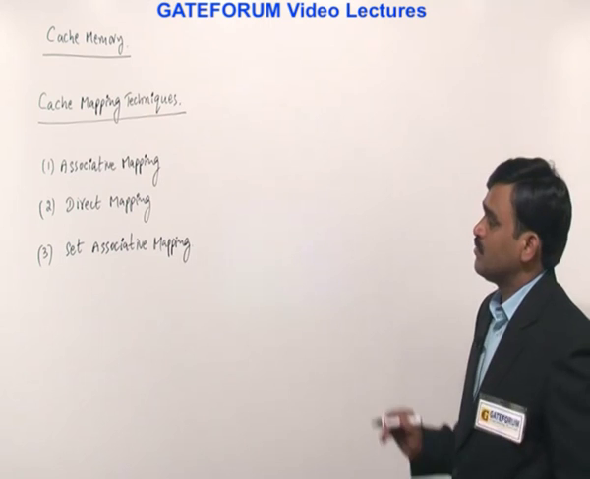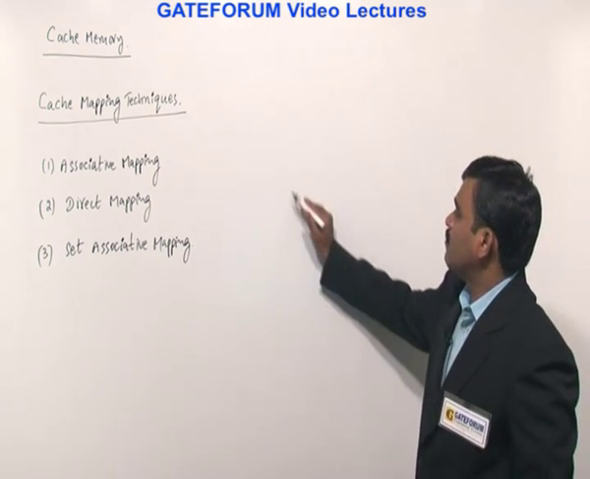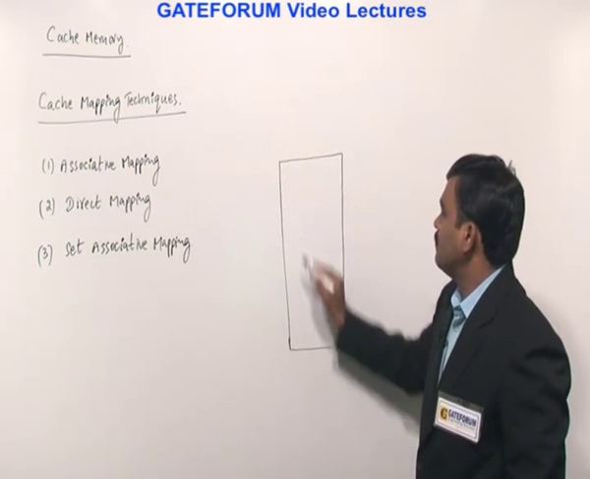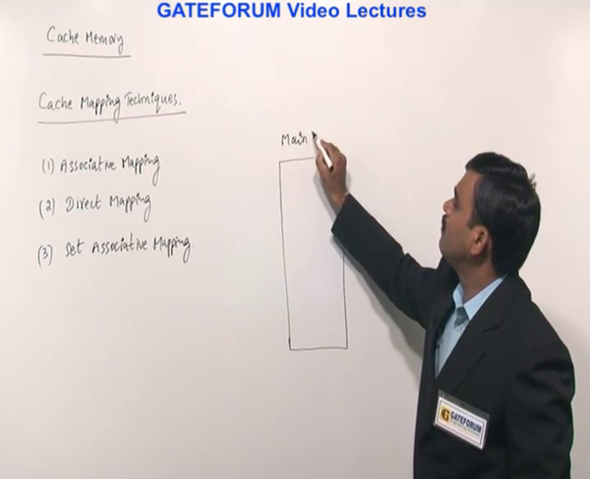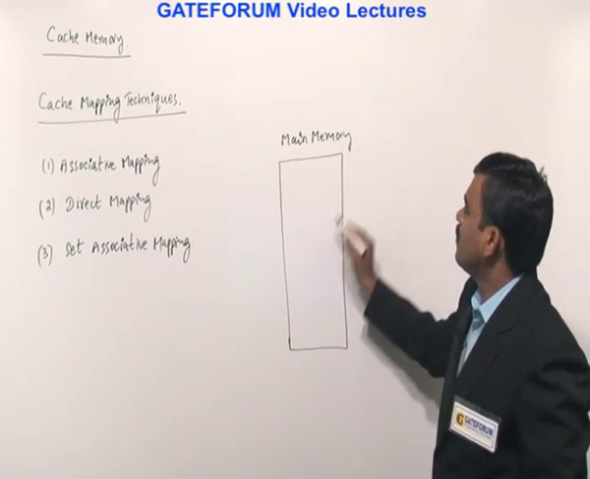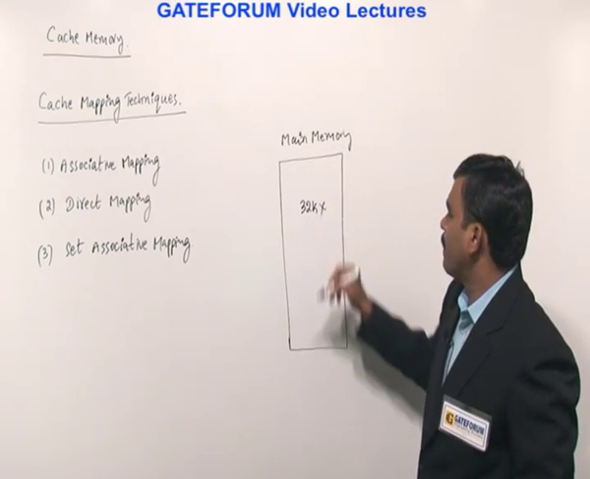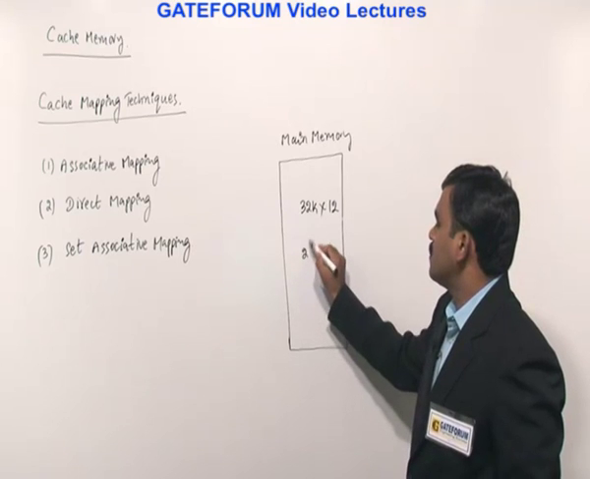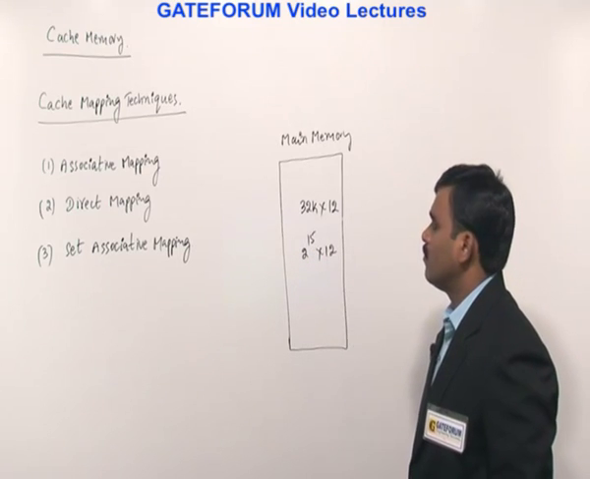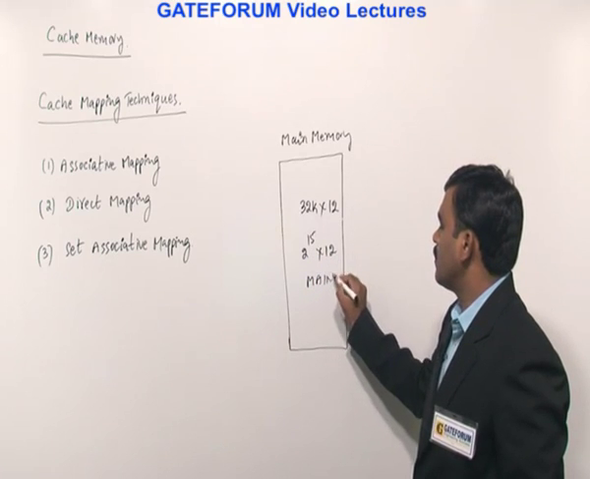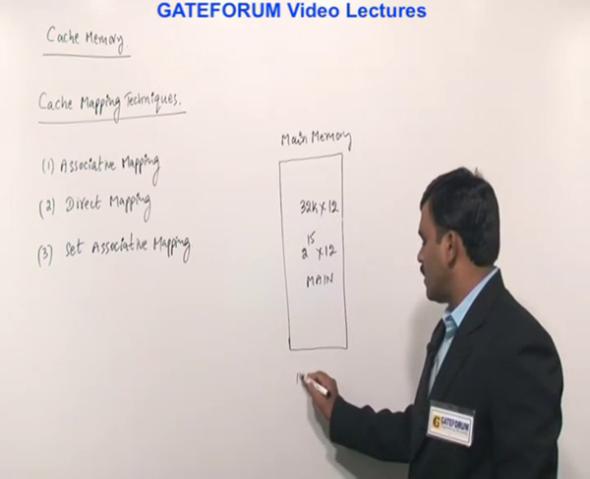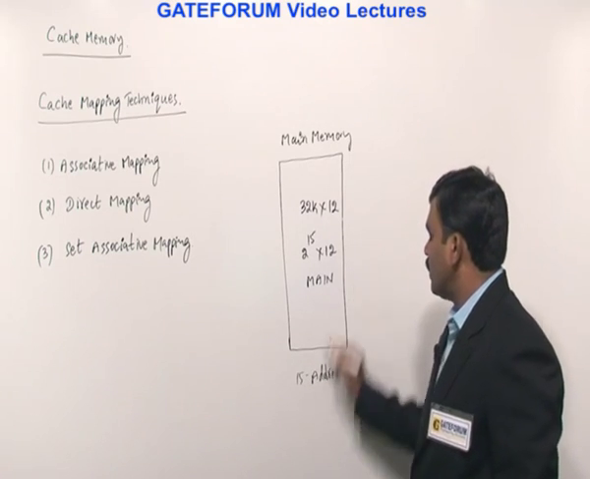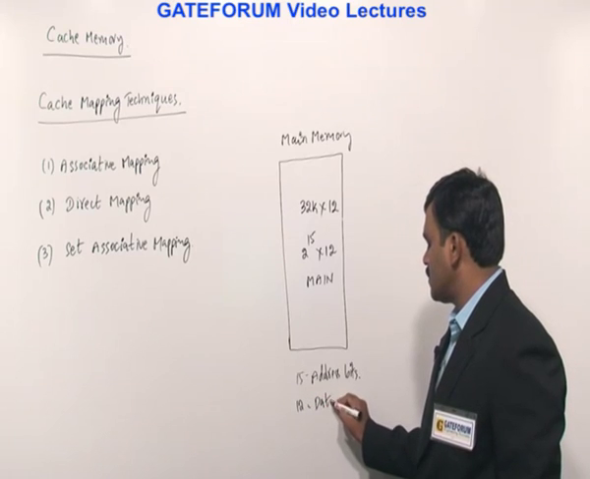To understand these three mapping techniques, I will take one example of main memory and one example of cache memory. Assume we have taken a main memory of 32K into 12, that means 2 power 15 into 12. This is the main memory. 2 power 15 means there are 15 address bits, and there are 12 data bits.